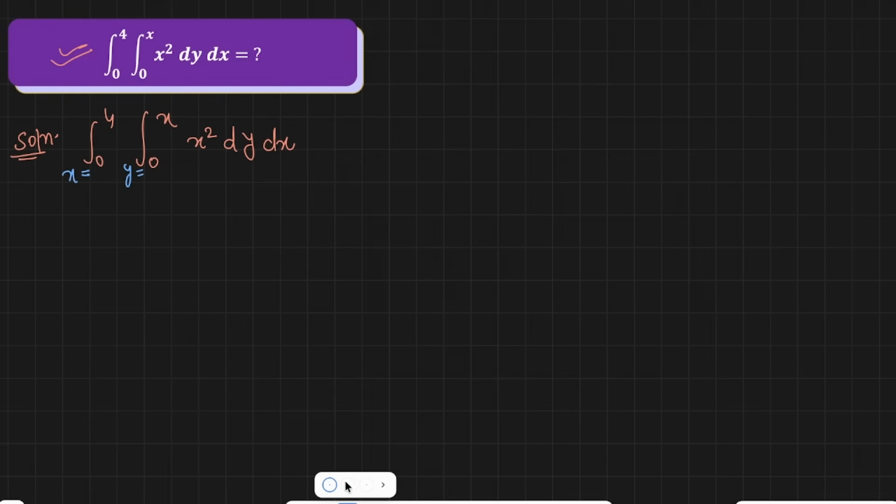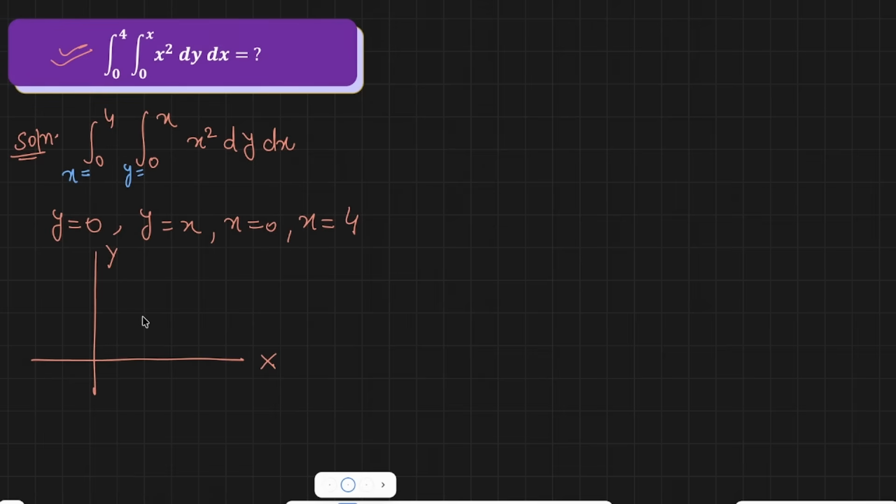Now you draw the graph. So how to draw the graph? Write down all the curves: y equals 0, y equals x, x equals 0, x equals 4. Now all of you know how to draw the graph. This is your y-axis, and this is your x-axis. This is 0 comma 0 here, and y equals 0 is the x-axis line. This line passing through the origin will be y equals x. This is your x equals 0.